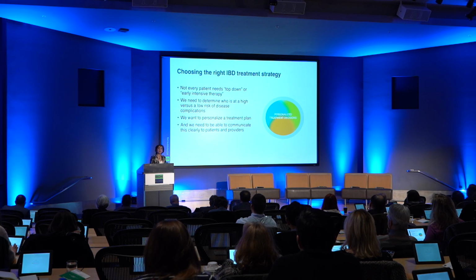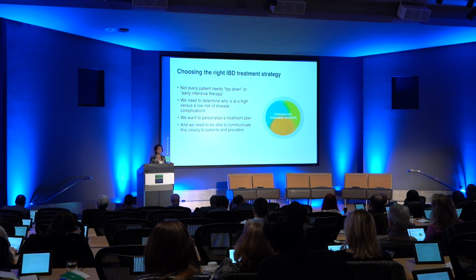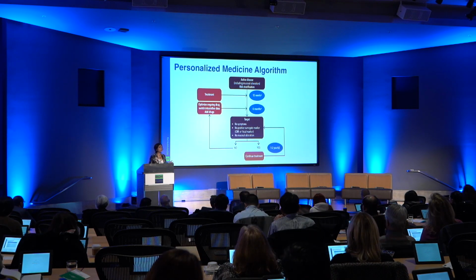We need to be able to better identify who's at high risk as opposed to who's at low risk for disease progression. And this is where the personalization comes in. Recognizing one size, one dose, one treatment strategy doesn't apply for all. So how do I bring it all home? How do we put this all together?